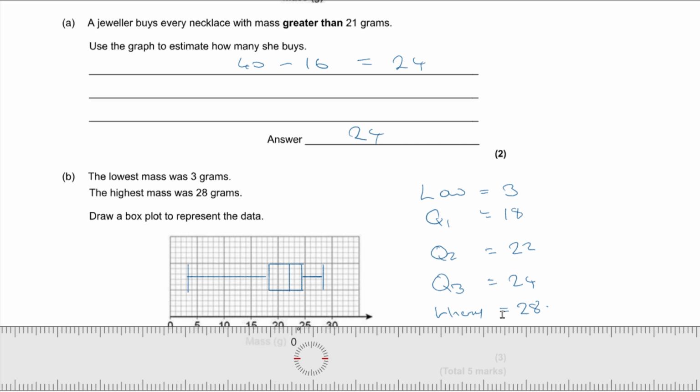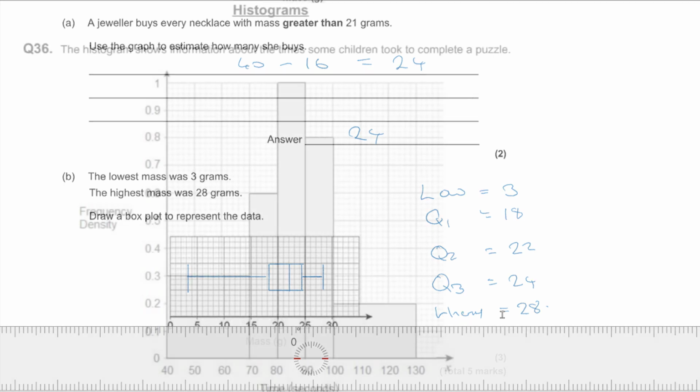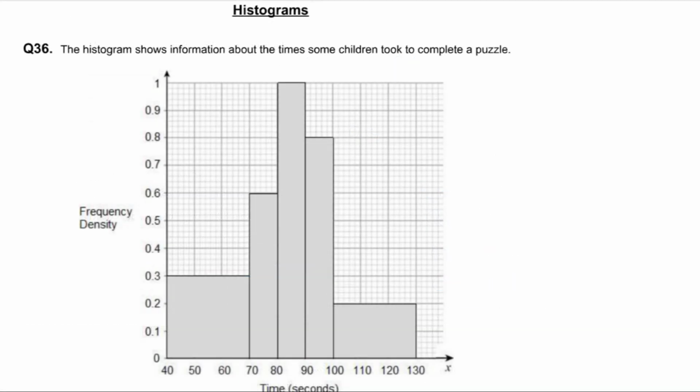Okay, so you've got your box around Q1 to Q3 with your Q2 line in the middle and the whiskers reaching out, up and down to your lowest and your highest value. Okay. Next up, histograms. Now, a histogram is not a bar chart. Bar charts are used for discrete data. So you'll have bars like this. They're all the same width and there is a gap in between them.